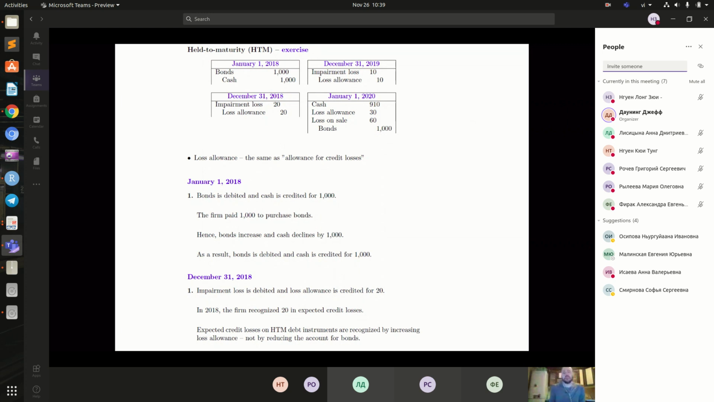On January 1st, 2020, when we sell this bond for 910 in cash, we debit cash 910, cash received. We debit the loss allowance for 30, the cumulative expected credit losses for 2018 and 2019, 20 and 10. We credit, or reduce, the value of the bonds by 1,000, the gross value as of January 1st, 2018. Hence, we have a net value of 970: gross value 1,000 minus loss allowance 30. Therefore, we have received 910 in cash for an asset with a net value, or carrying value, of 970, hence cash less than carrying value. As a result, we have a loss on sale: net value, or carrying value, 970 minus cash received of 910. So that is held to maturity.